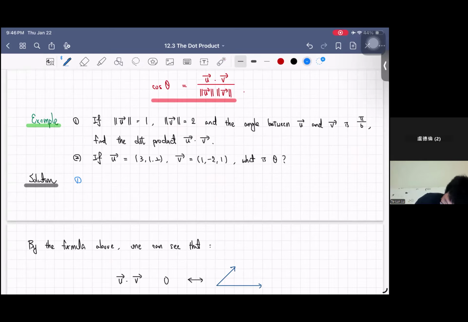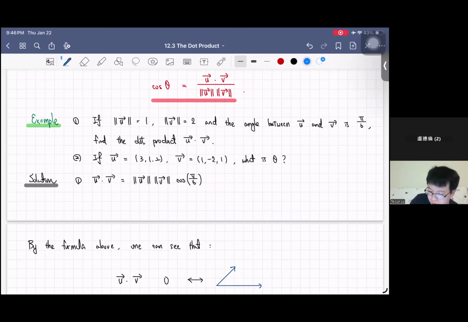For the first problem, you have U dot V, by definition, is the length multiplied together, and then you multiply the cosine value of the angle.